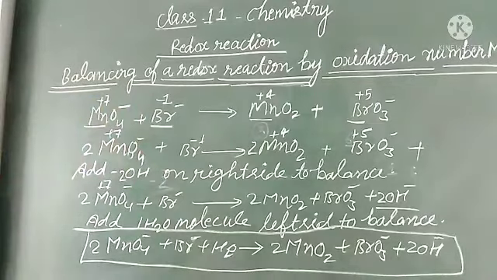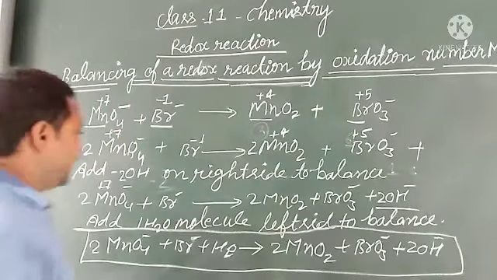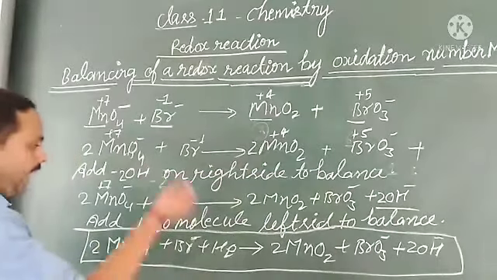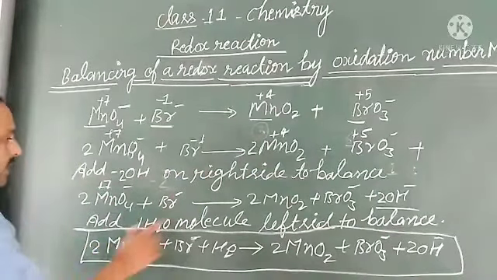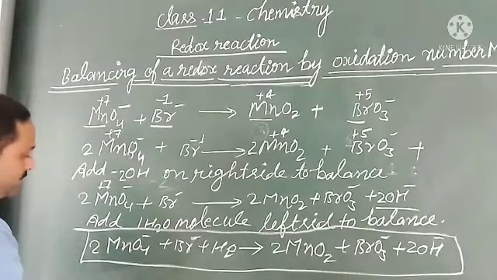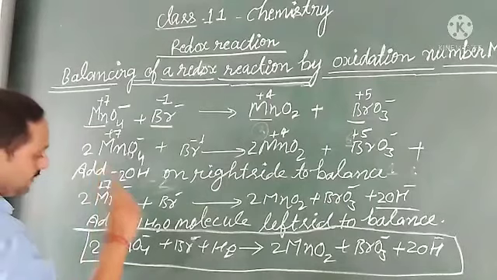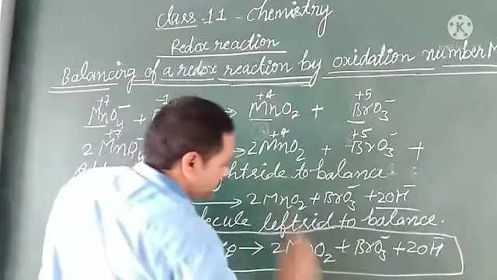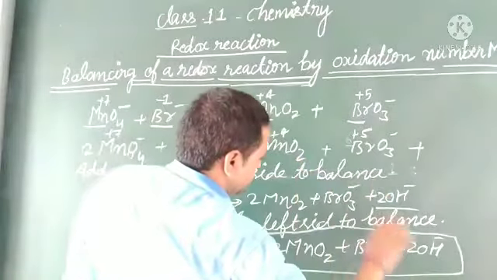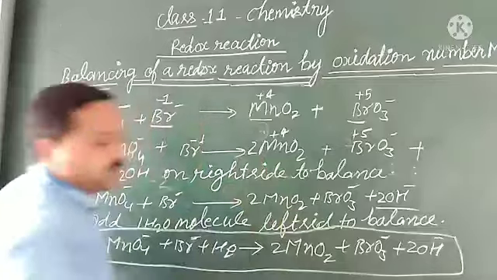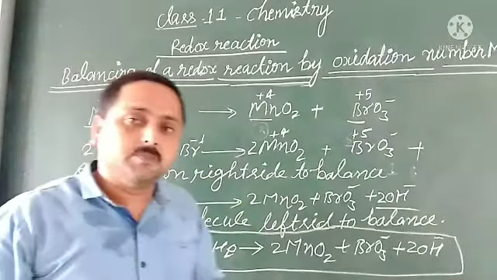And to balance the hydrogen, what we have done here, we have added H2O to this side. So after adding H2O, we got this equation: 2 MnO4 minus plus Br minus plus H2O gives out 2 MnO2 plus BrO3 minus plus 2 OH minus. I think this is the balanced equation. So we can balance many equations.